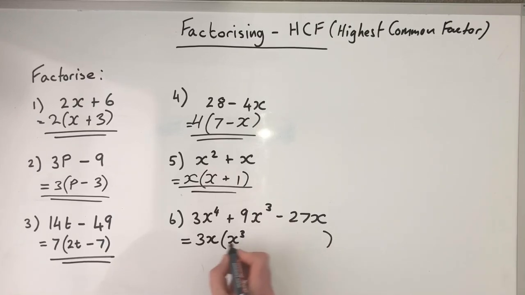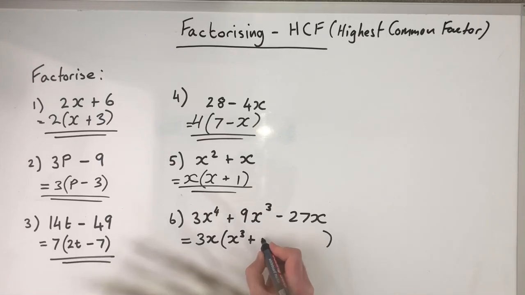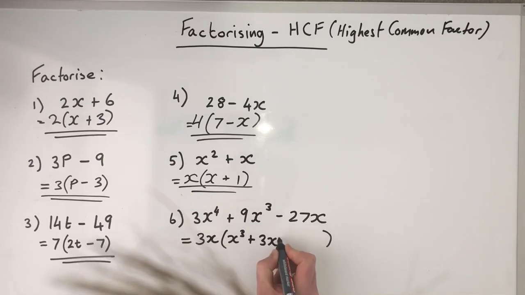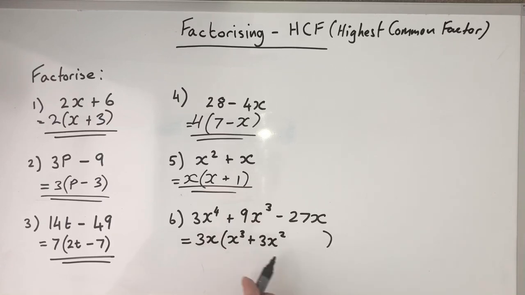So 3x times x cubed will give us 3x to the power 4 plus 3x squared. 3x times 3x squared will give us 9x cubed minus 9. Okay, and that's a quick introduction to factorising using the highest common factor.